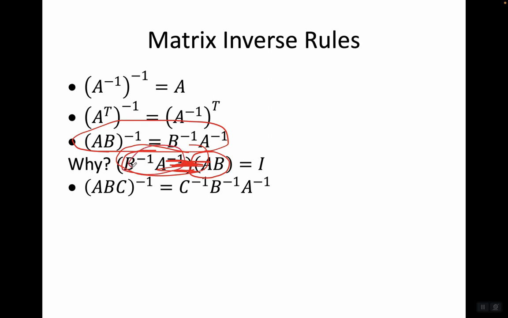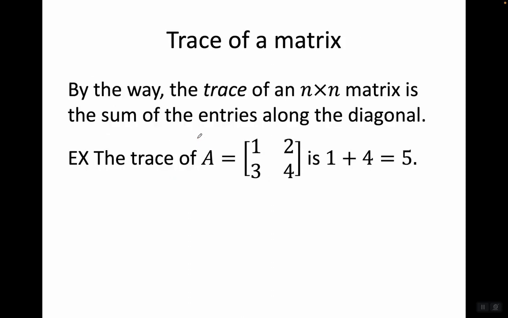Sometimes we call it the shoes and socks theorem. If first A is like your sock, and then B is your shoe, then when you take them off, you have to take off the B first, and then you take off the A. So when you take off your shoes and socks, first you take off your shoe, and then you take off your sock. Similarly, the inverse of ABC will be C inverse, B inverse, A inverse, etc.